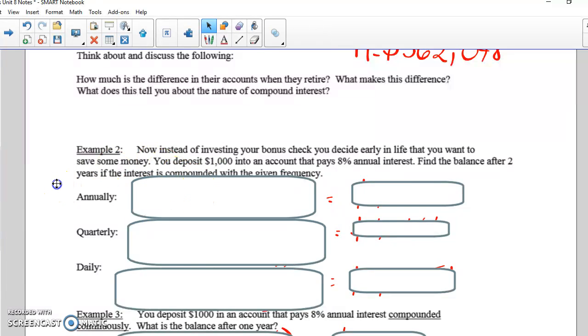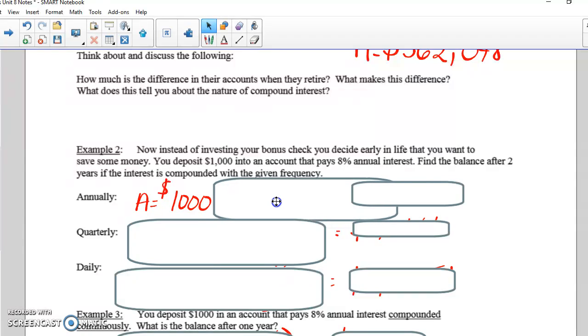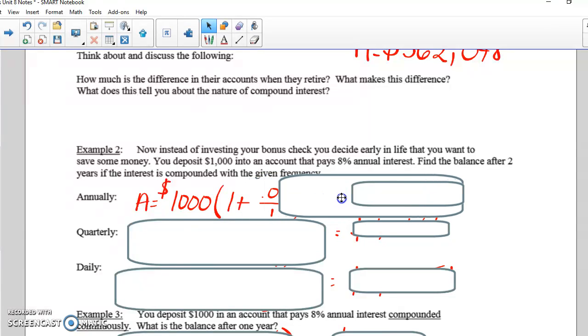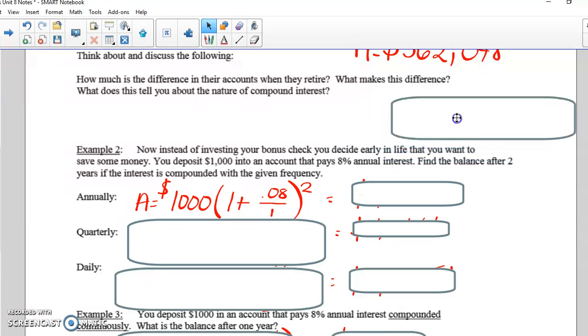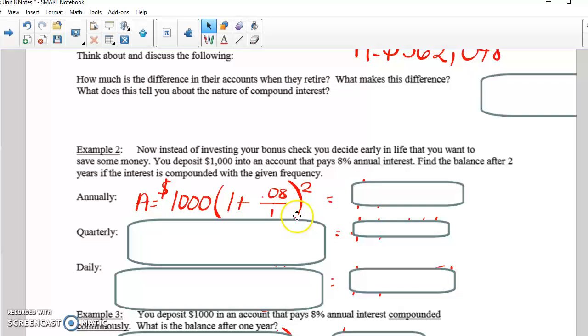So let's say your interest is compounded annually. We first start by writing the equation. A, our final amount, is equal to our initial value, that $1,000, times the quantity 1 plus R over N, where R is that 8%, so it's 0.08, and annually means we're only doing it once per year. And I square that because I'm doing it after 2 years, so it's 2 times 1, N. And I find that number, $1,166.40.